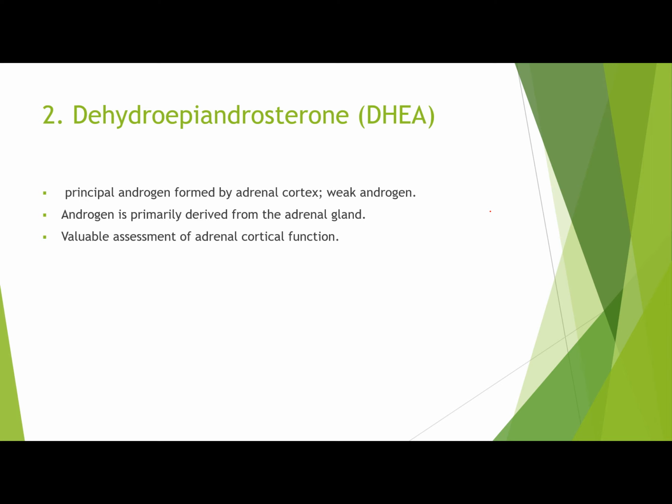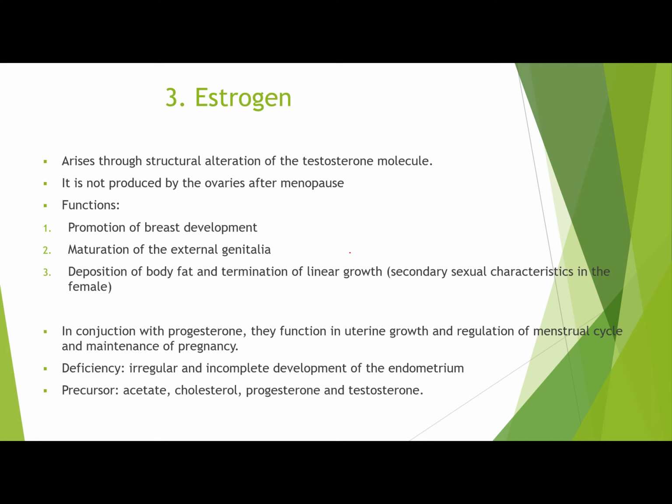Then we have your DHEA or your dehydroepiandrosterone. This is the principal androgen formed by adrenal cortex. It is considered as a weak androgen, primarily derived from the adrenal gland class. Valuable assessment for adrenal cortical function.